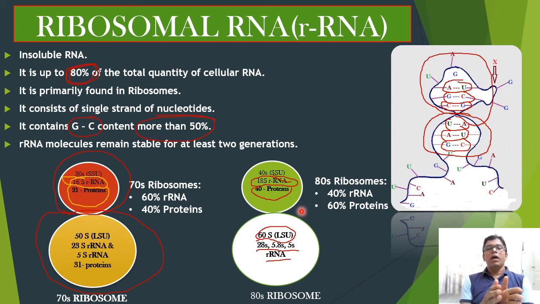In 70S ribosomes, 60% rRNA is present and 40% proteins are present. In 80S type of ribosomes, 40% rRNA is present and 60% proteins are present.